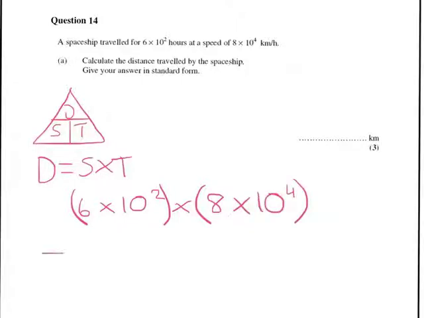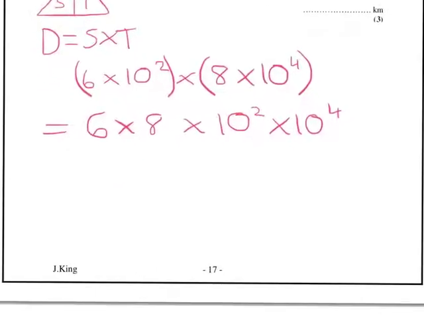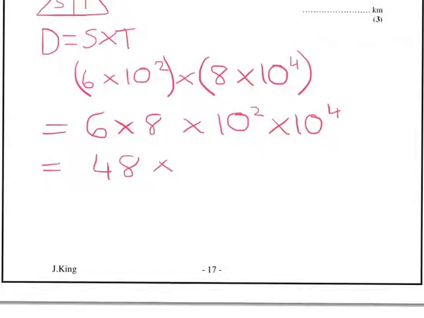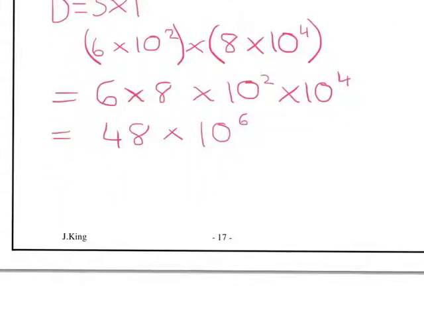Okay, and that can be rearranged to being 6 times 8 times 10 squared times 10 to the 4. That's a lot easier to think of it like that. 6 times 8 is going to be 48. 10 squared times 10 to the 4 is 10 to the 6. Okay, but this isn't actually standard form. The question is asking us for a standard form answer, so we need to make the 48 10 times smaller, and to keep it balanced we need to make the 10 to the 6 10 times bigger. So 48 goes 10 times smaller, 10 to the 6 goes 10 times bigger. So we add 1 to the indice, and that's going to be our answer there.